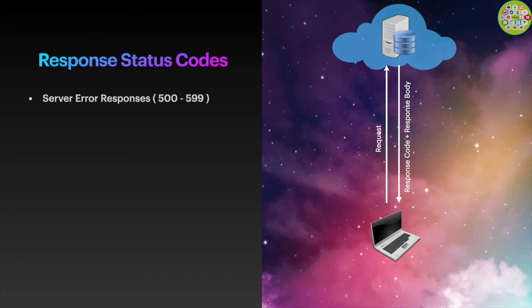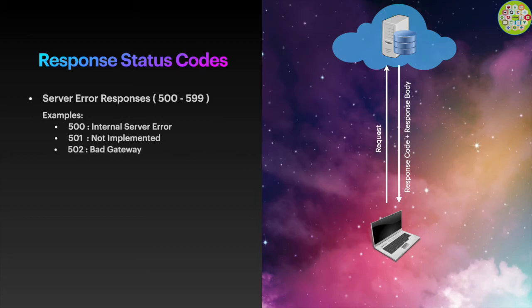Then we have server error responses. The first one is 500, that is internal server error. This means the server has encountered a situation it doesn't know how to handle. For example, null pointer exception. Then we have 501, that is not implemented. In this, the request method is not supported by the server and cannot be handled. Then we have 502, that is bad gateway. This error response means that the server, while working as a gateway to get a response needed to handle the request, got an invalid response.